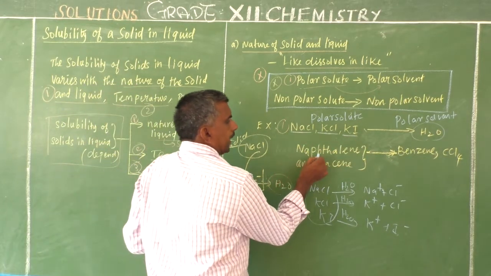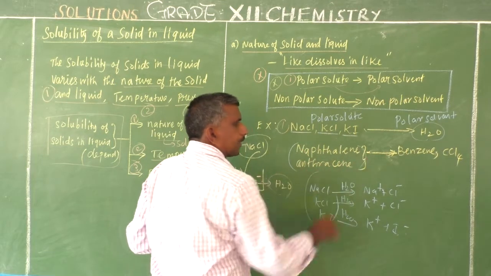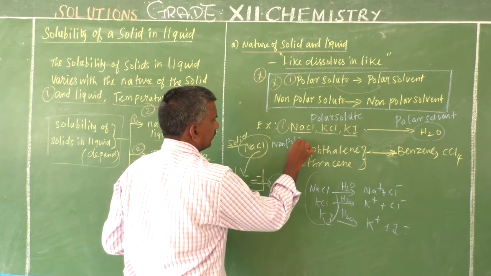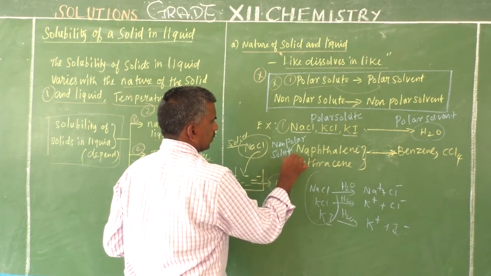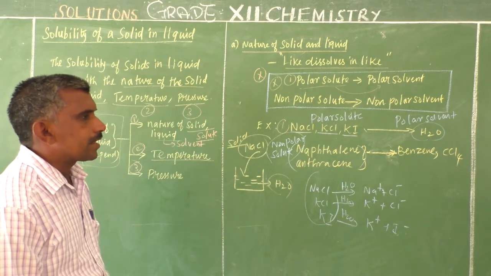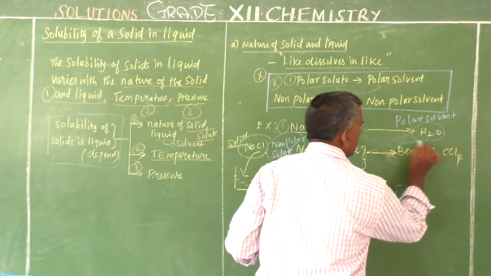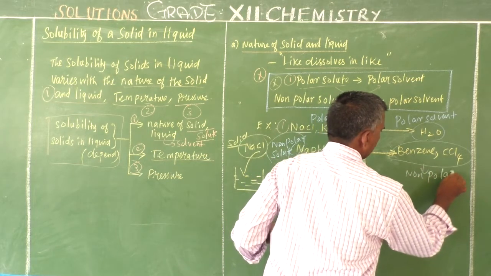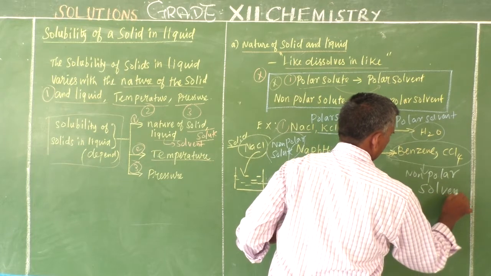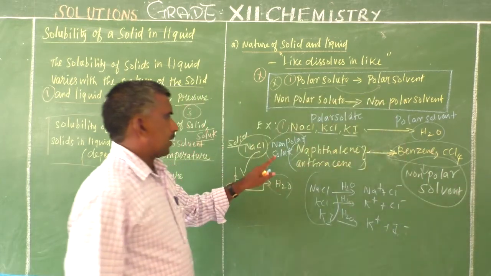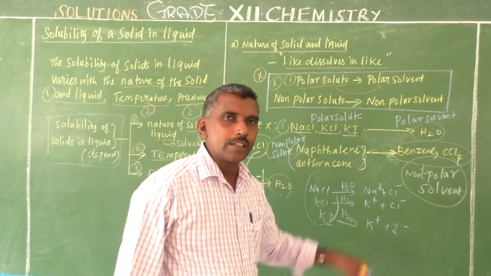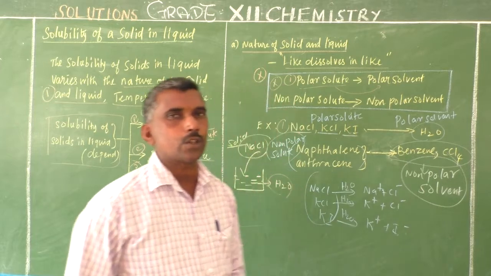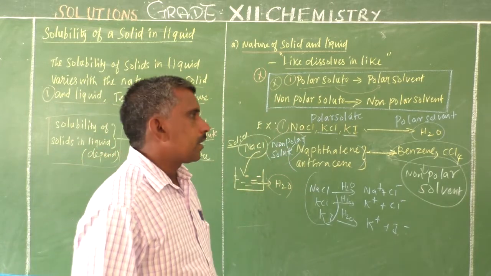Next example, naphthalene and anthracene. Naphthalene and anthracene are non-polar solutes. They dissolve in benzene and carbon tetrachloride, which are non-polar solvents. So non-polar solutes, naphthalene and anthracene, dissolve only in non-polar solvents such as benzene and carbon tetrachloride.